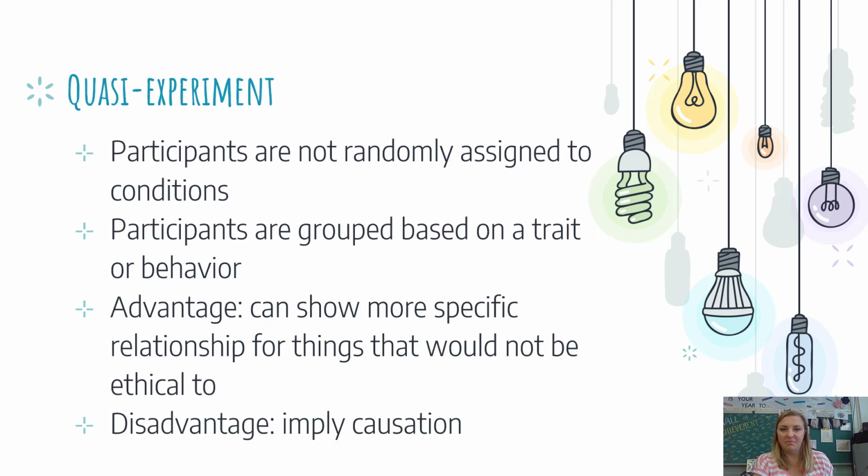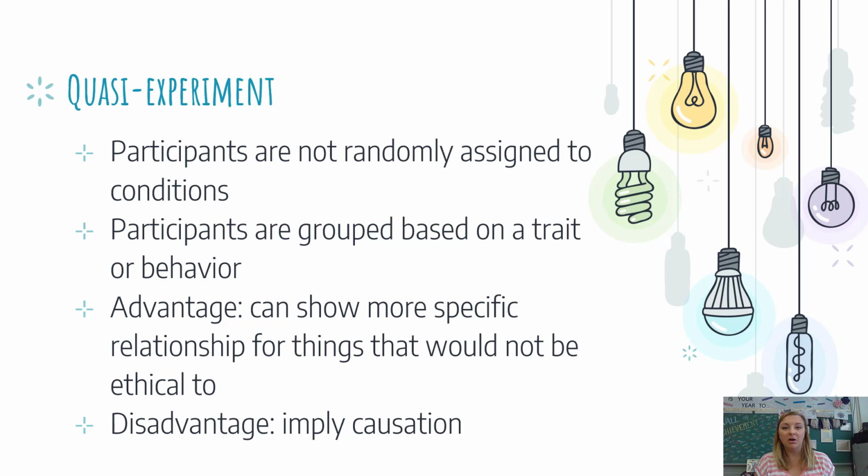The other type of experimental research that we might use is called a quasi-experiment. If we break that word down, the word quasi means fake. So technically, this is a fake experiment. The reason why this is considered fake is because the participants are not actually randomly assigned into either condition. So this takes away one of those two things we need for a true experiment.